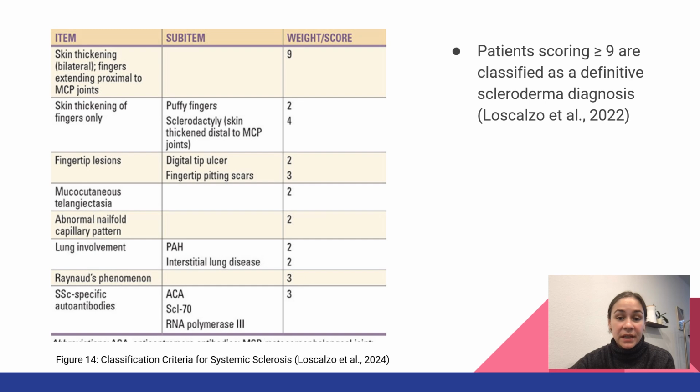Here is the classification criteria for systemic sclerosis. Patients scoring 9 or greater are classified as a definitive scleroderma diagnosis.